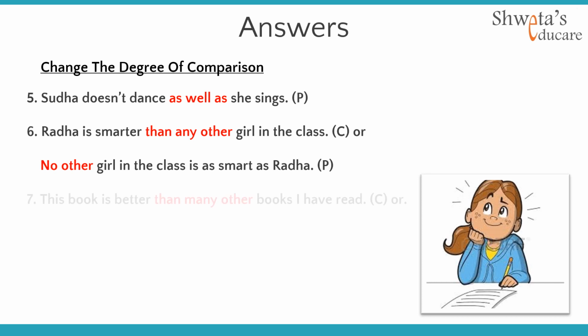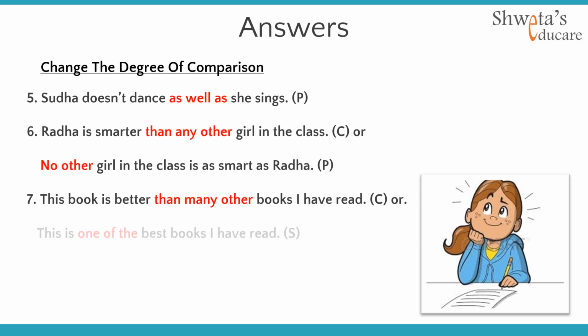7th. This book is better than many other books I have read. It's in comparative. The same if you want to change in superlative, we need to follow the type 2B rules. This is one of the best books I have read. Here comes the answer in superlative.